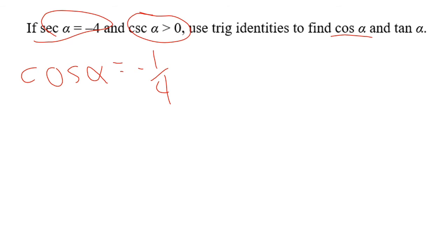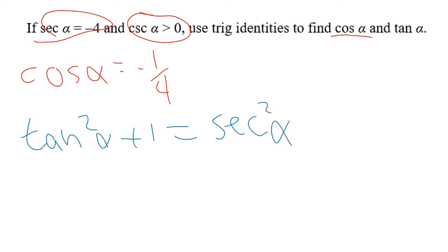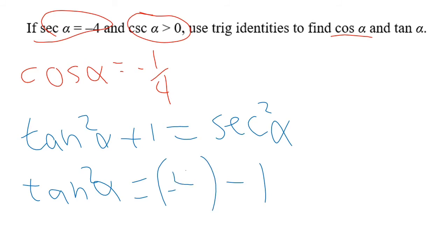Now I need to find tan. Well, I know that according to our trig identities, tan and secant are related. So I know that tan squared alpha plus 1 is going to be equal to secant squared alpha. And if I subtract 1 on both sides, I end up with tan squared alpha equals secant squared alpha minus 1. So let's go ahead and put in what secant squared alpha is. Negative 4 squared.